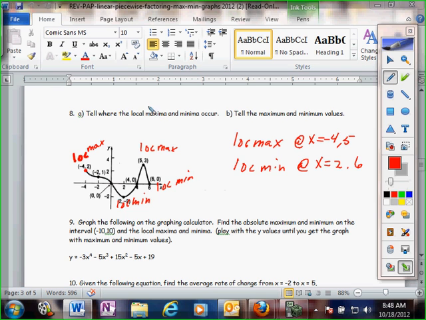Now we're just talking about locals, so it's not asking for absolute, but if I was asking for absolute, this one is the highest point on the graph. It's absolute. This is the lowest point on the graph. It's the absolute. Okay? A local minimum or maximum can be an absolute minimum or maximum. Tell where the maximum and minimum values occur, or tell the maximum and minimum values. What that is, is the corresponding y value. So this local max is at 2.